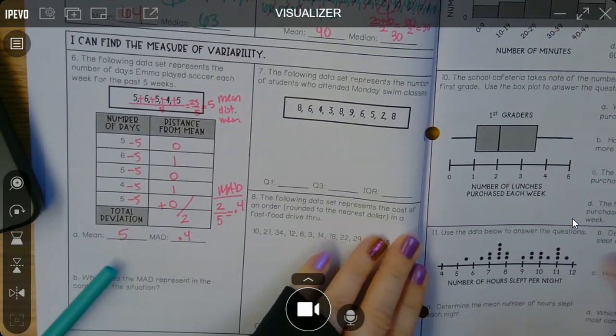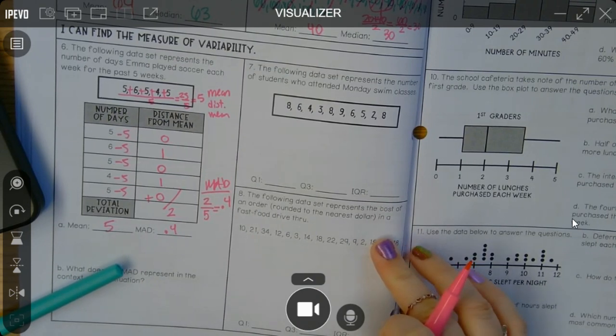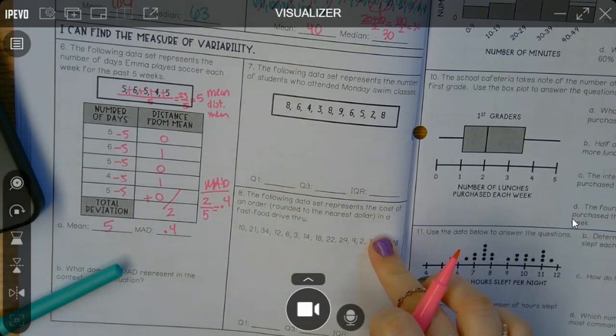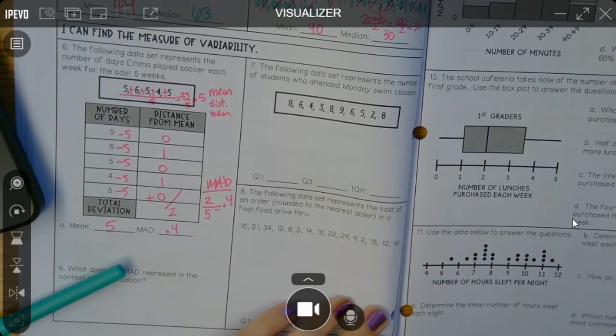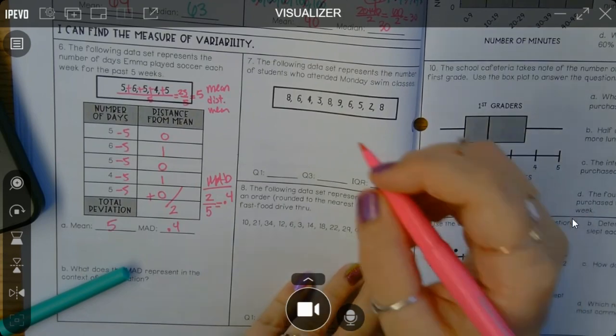For my next set, we want to find the interquartile range and the quartiles. Okay, so my first step, because I'm finding the interquartile range, I need to find my quartile 1 and 3, so I need to find my median. So let's first of all put it in order from least to greatest.